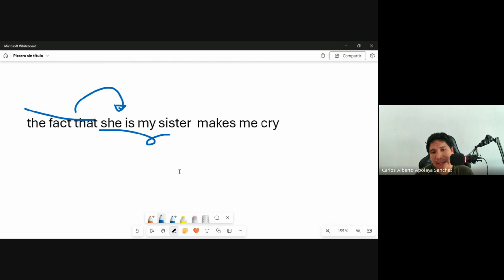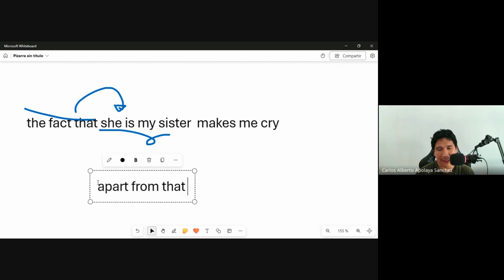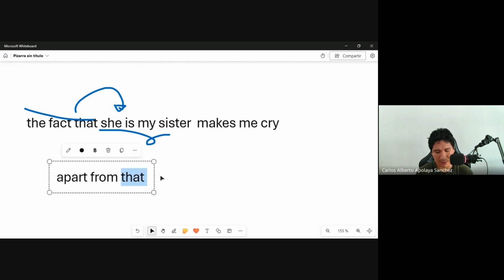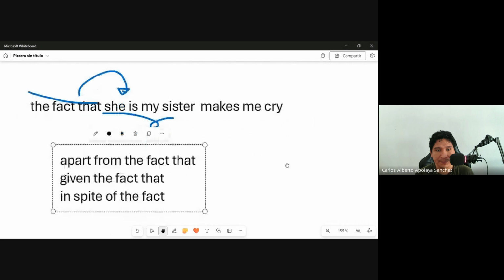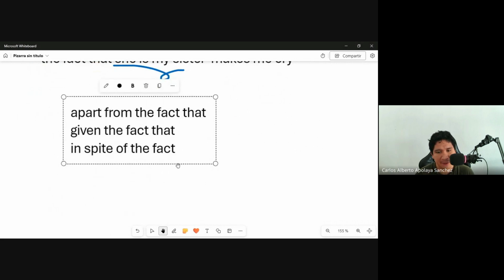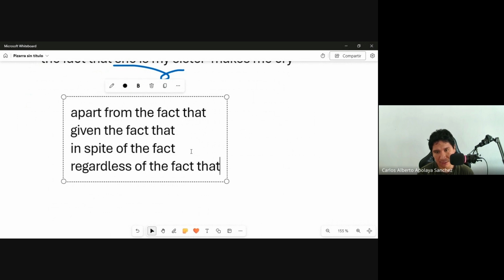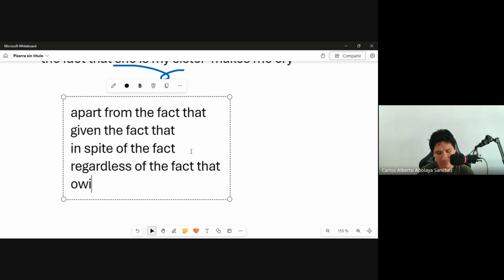We use "the fact that" after a preposition or some phrases. For example, apart from that, you say apart from that, right? But you say apart from the fact that. Given the fact that, in spite of the fact that. What else? Regardless of the fact that. These are words that we always use with the fact that. Owing to the fact that.